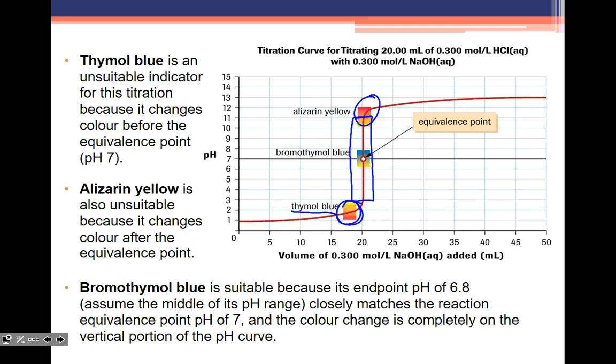Bromothymol blue is suitable because its endpoint pH of 6.8, assuming the middle of the pH range, closely matches the reaction equivalence point of 7, and the color changes completely on the vertical portion of the pH curve. So as long as your indicator fits into here, the closer to here, the better, right? So you want to get it as close as you can to the pH at the equivalence point. But anything within this range is okay. Anything out of this range is not okay.